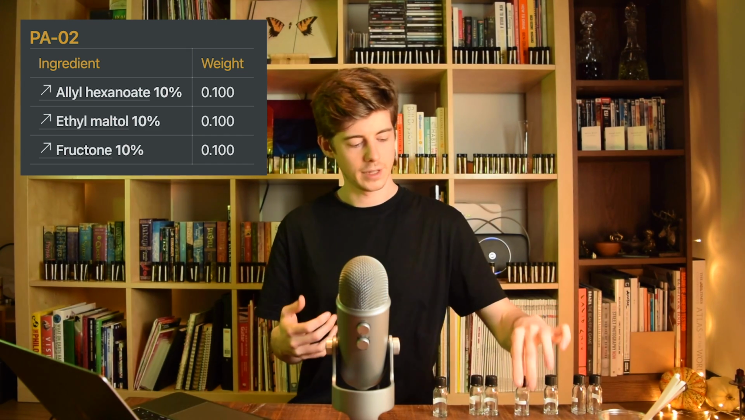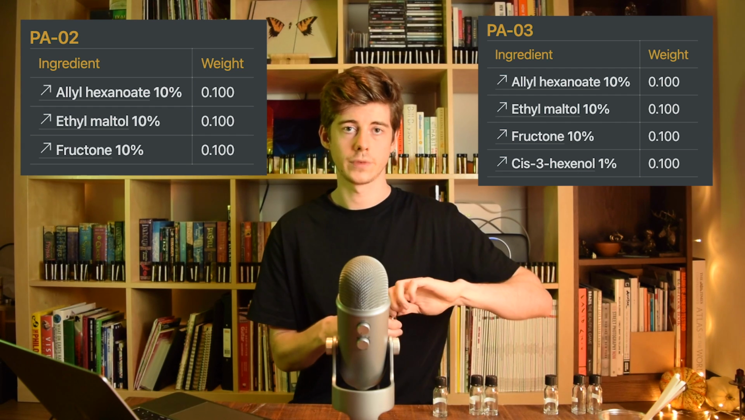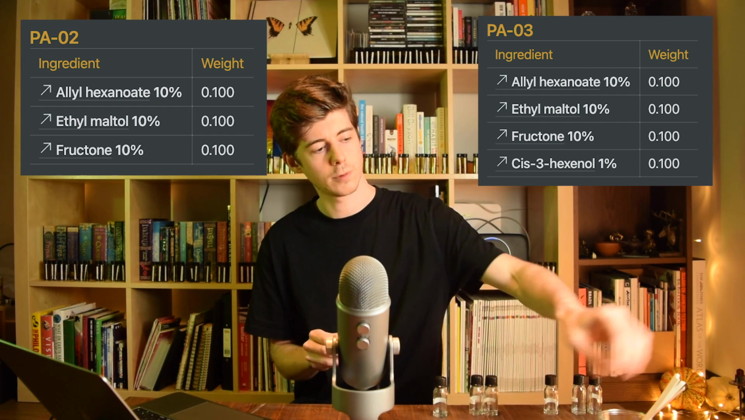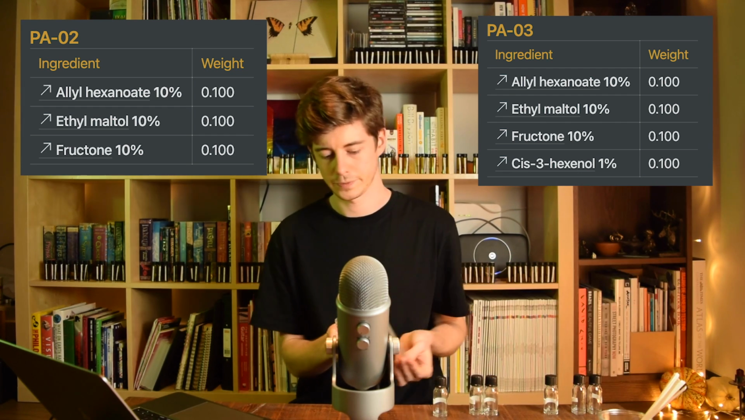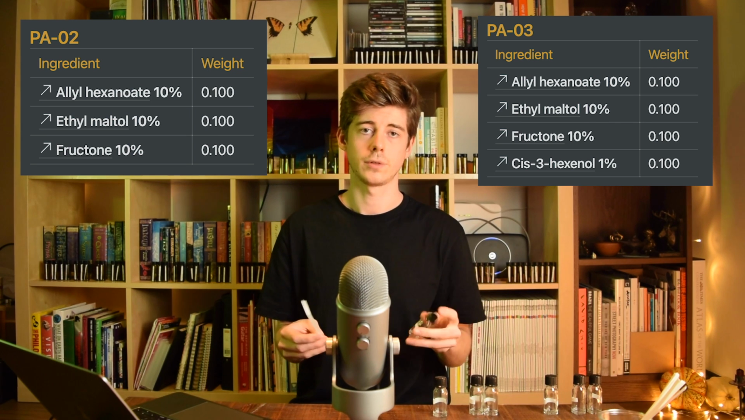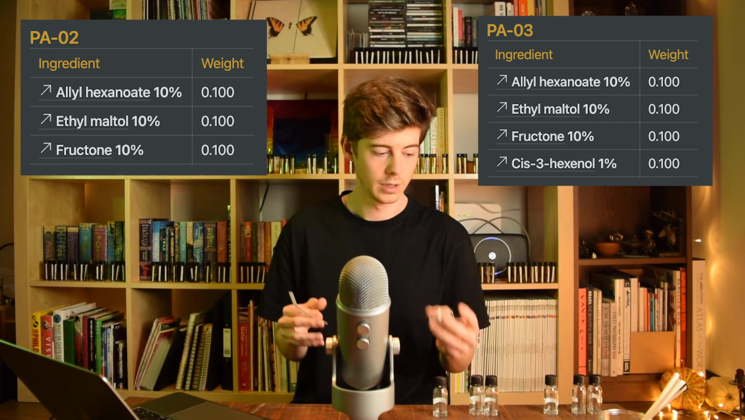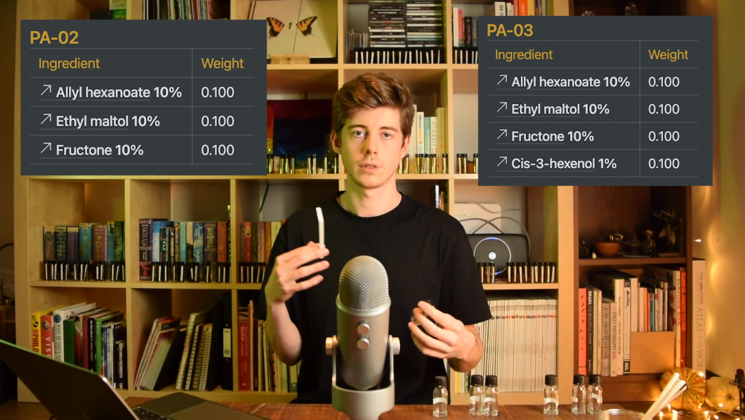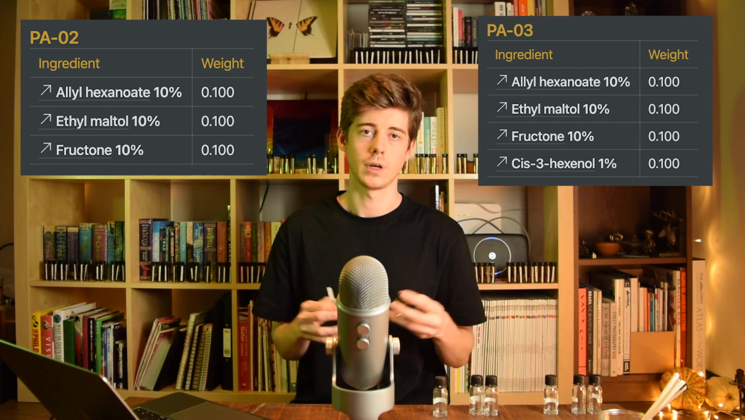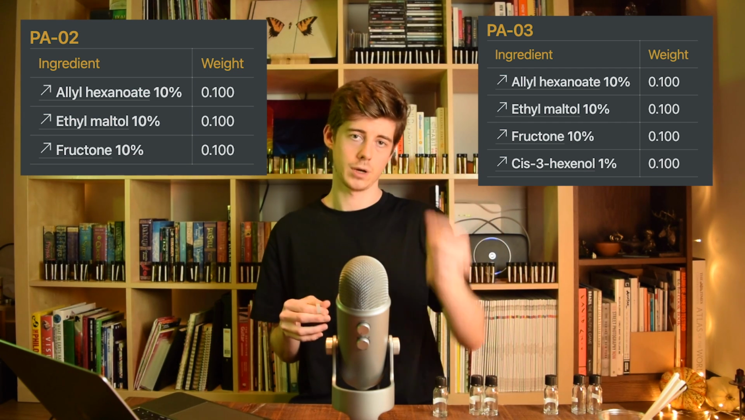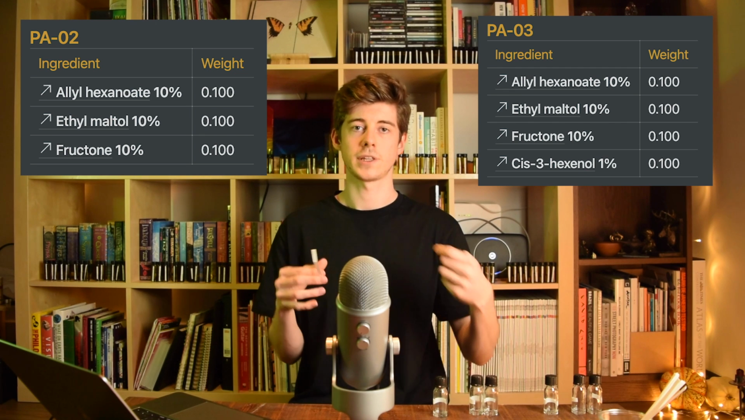So next we have the fourth trial. Now this one was really cool. So this is when I started adding in the cis-3-hexenol. Now cis-3-hexenol is quite strong. So when I was working around with this, I thought I'm probably going to have to dilute it one step further down in order to make this balance.